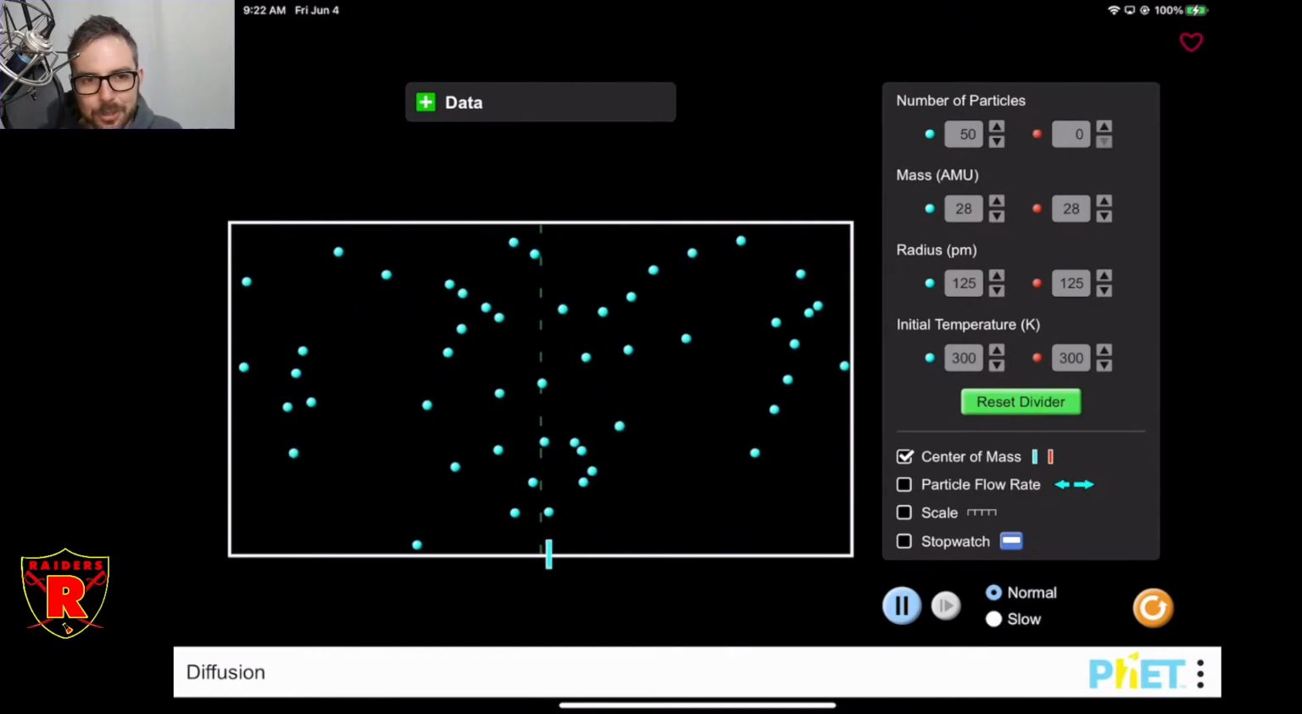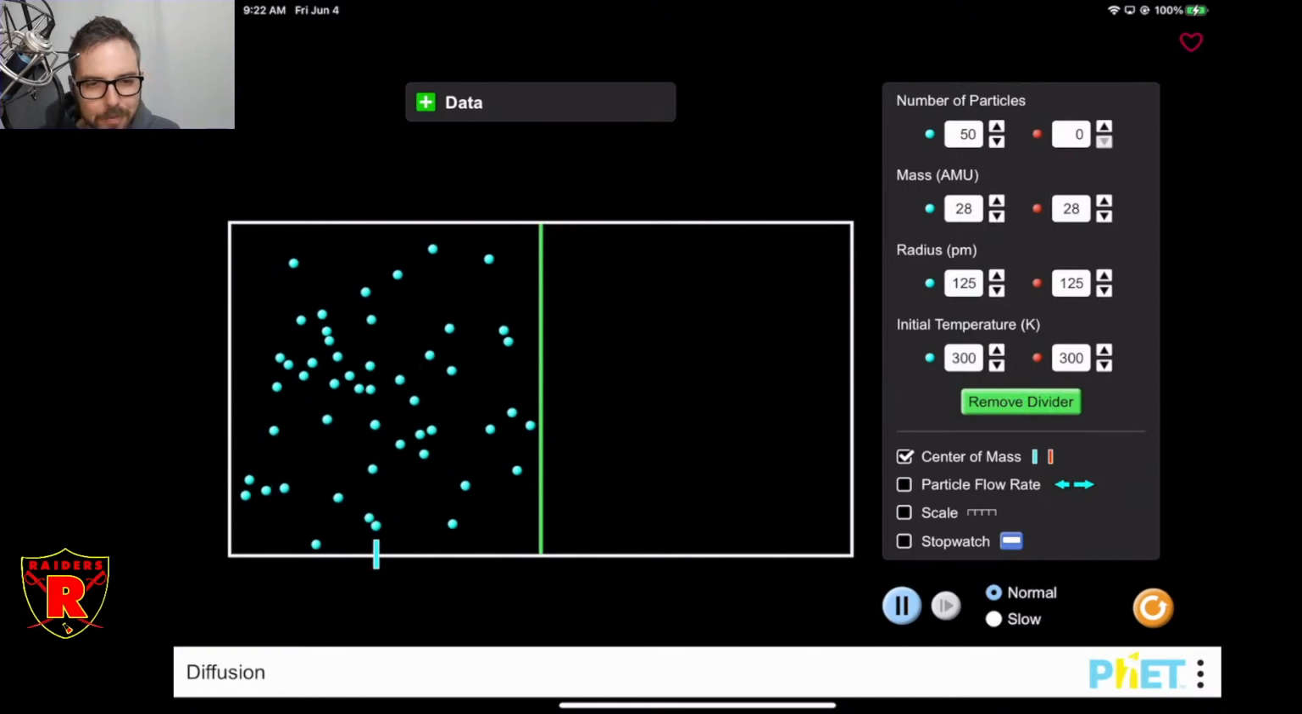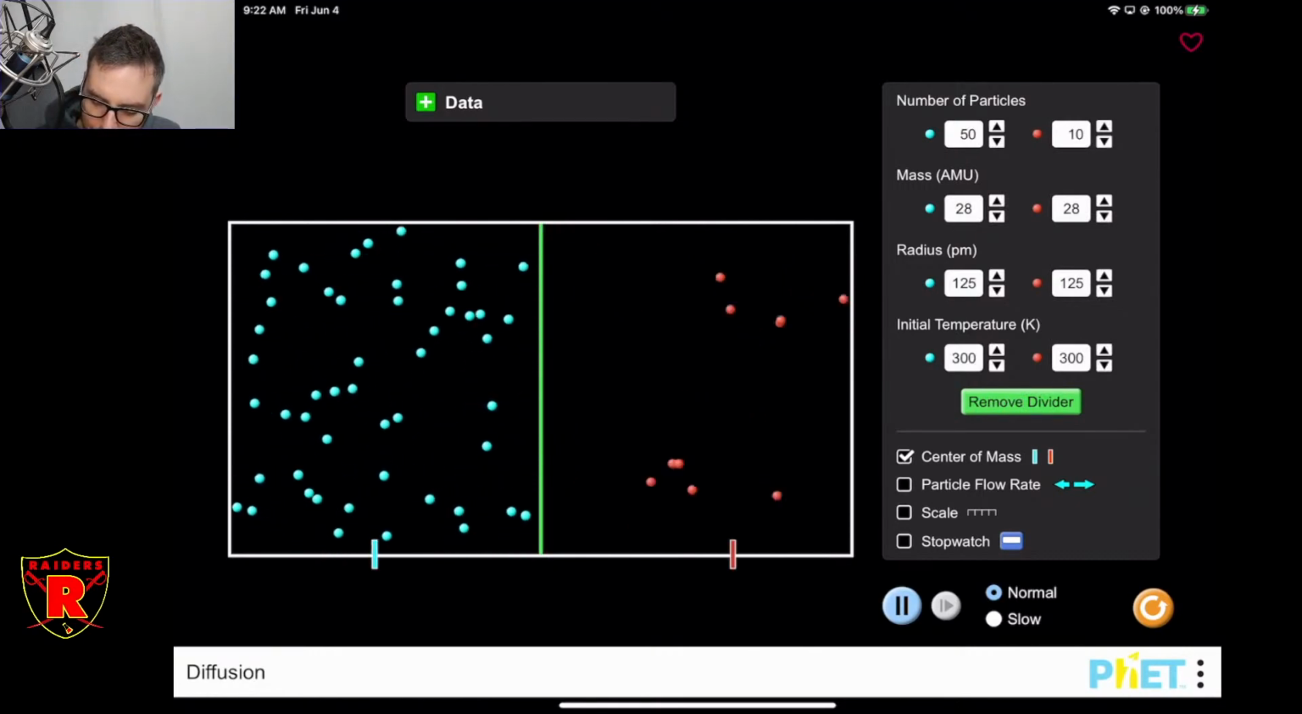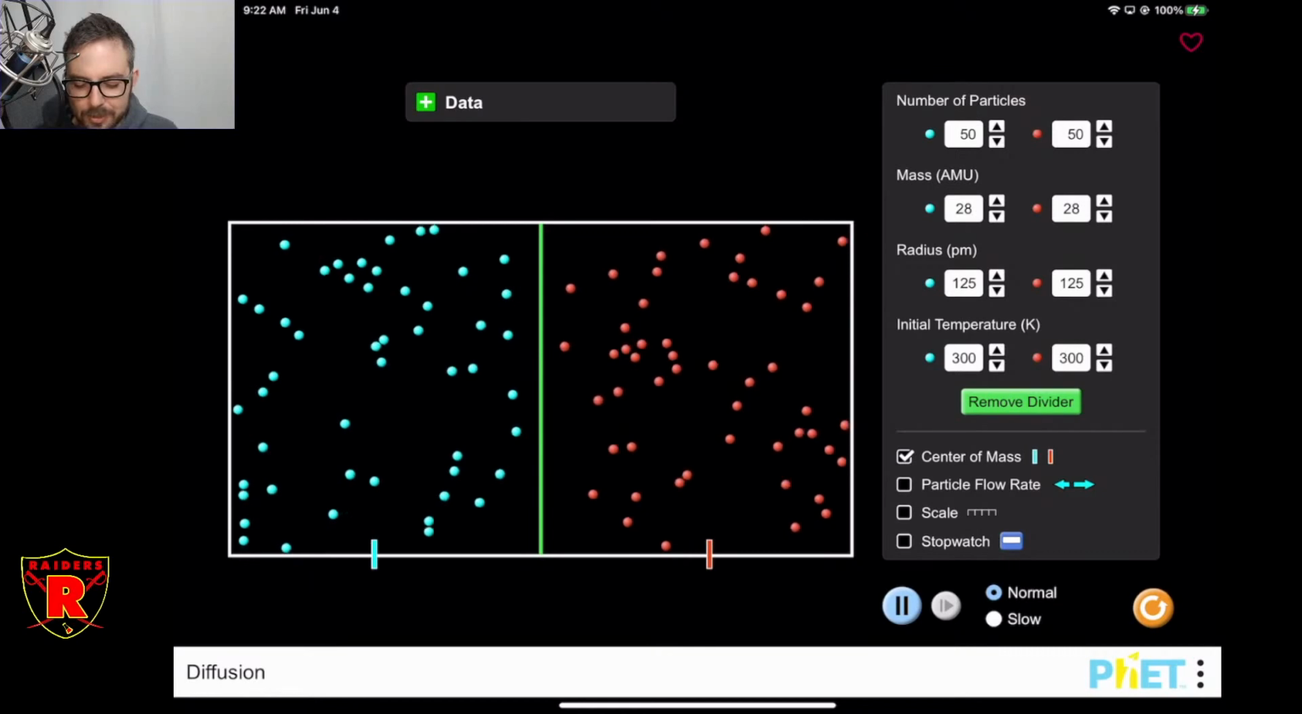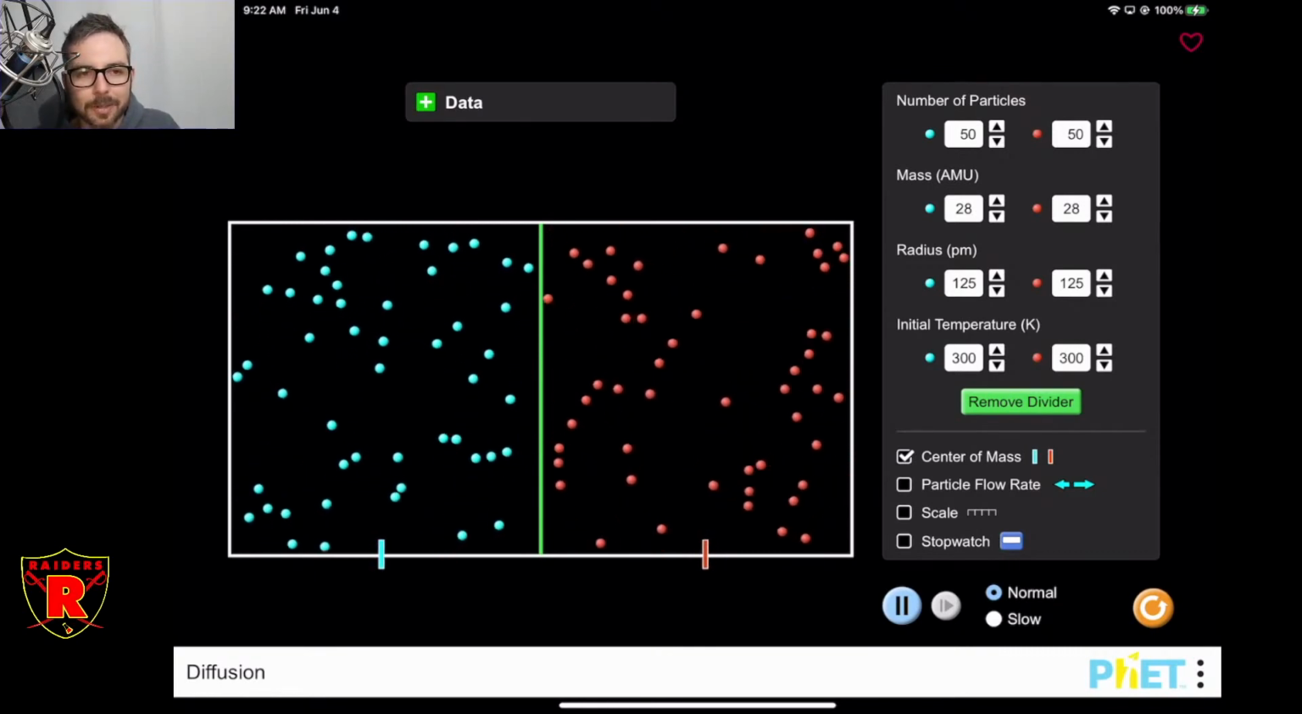Okay, I'm going to give you a situation that's a little bit less obvious, okay? Let's put the divider back. But now I'm going to add in the same number of particles on each side, okay?